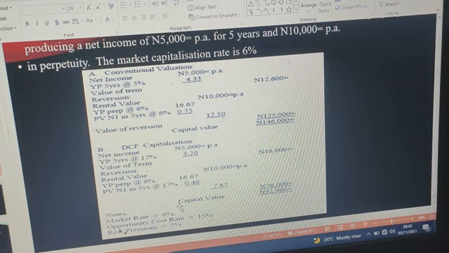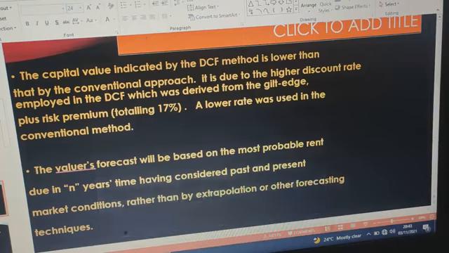N76,000 equals. Capital value N92,000 equals. Notes. Market rate equals 6%. Opportunity cost rate equals 15%. Risk premium equals 2%. The capital value indicated by the DCF method is lower than that by the conventional approach.